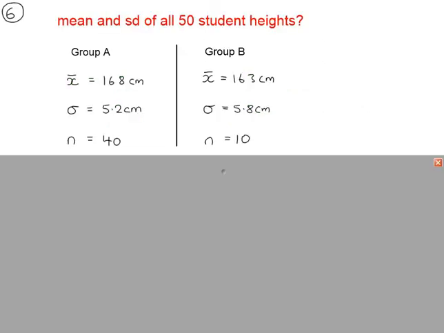Example 6. So this is similar to example 5. We have two groups. Individually we have the means and standard deviations and n values for each group. We want to combine both groups, so all 50 student heights together, to work out the mean of the 50 students' heights and the standard deviation for all 50 students.